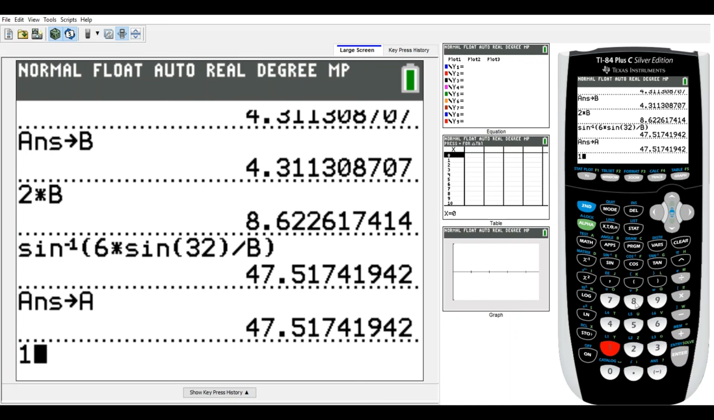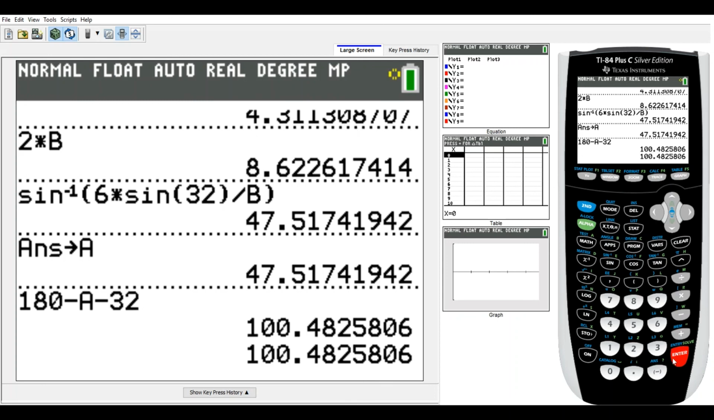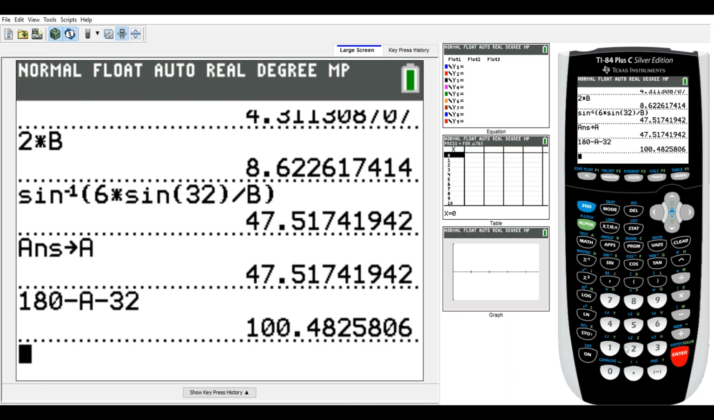So we could do 180 minus alpha A minus 32. And this should give us our answer for big C, angle C. And you can see it comes out to about 100 degrees if we were to round to the nearest degree.